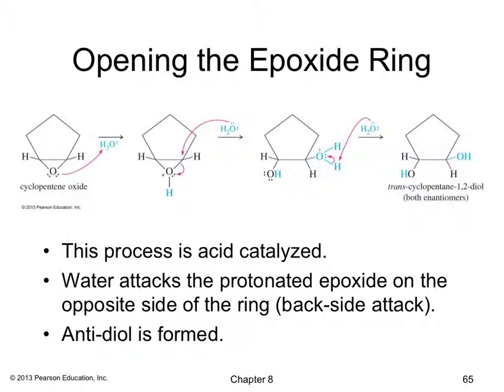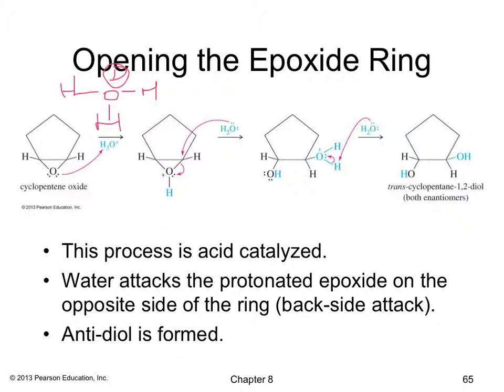Now, opening of the epoxide ring. So after you've generated your epoxide with the peroxy acid, you can then open those rings in the presence of acid and water. So you generate a hydronium. The oxygen will pluck off that hydrogen from the hydronium to generate water. So in reality, let's draw out the hydronium so that when you draw these mechanisms out, I want you to show all of this.